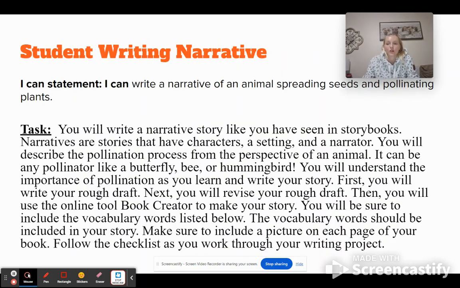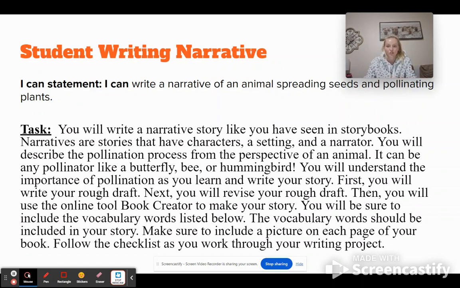Then I will explain the student writing narrative. I have our I can statement. We will all say our I can statement together. I can write a narrative of an animal spreading seeds and pollinating plants. I will explain their task.